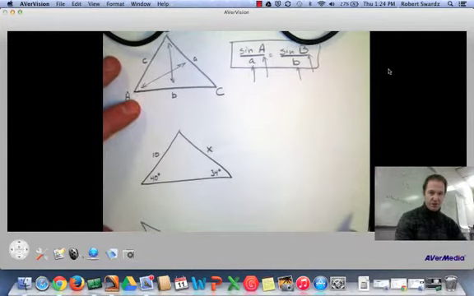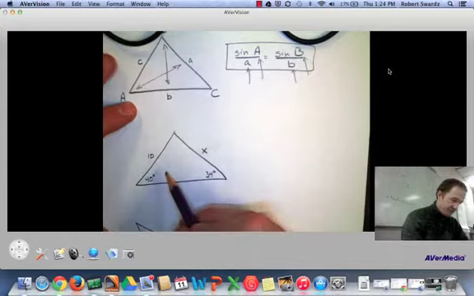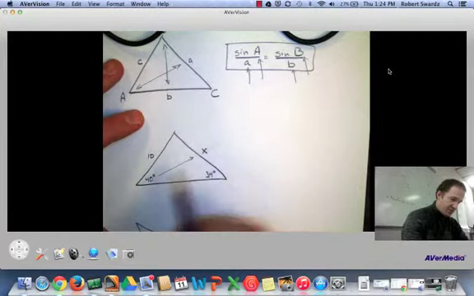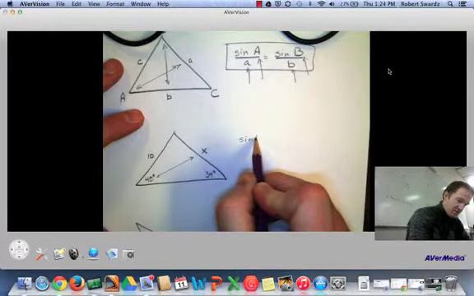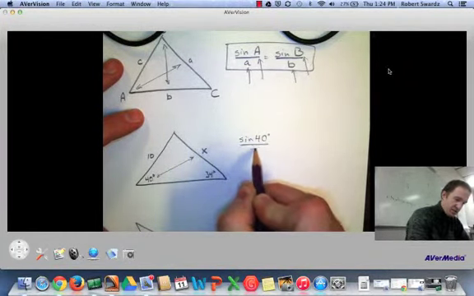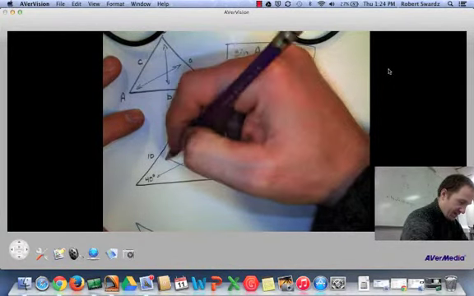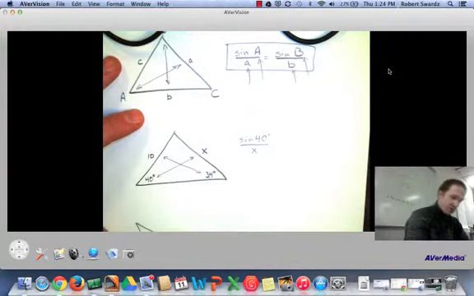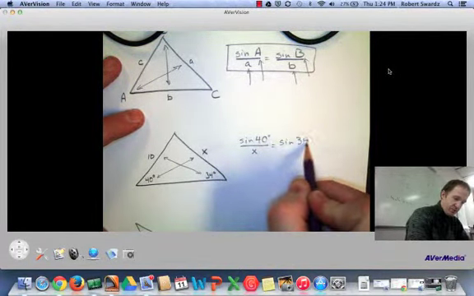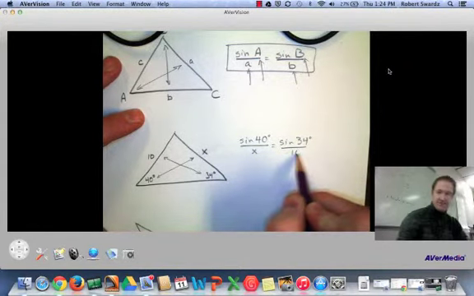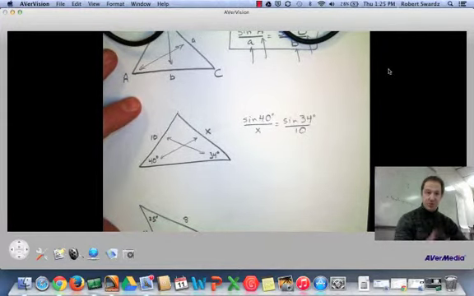So here is a triangle. We know two angles, 40 and 34 degrees. We know two sides, 10 and x. Now the 40 degrees and the x are opposite one another. So we can go sine of 40 degrees over x. And the 34 and the 10 are opposite one another too. So we'll go equals sine of 34 degrees over 10. Now we've got a proportion that we can solve. We solve proportions by cross multiplying.